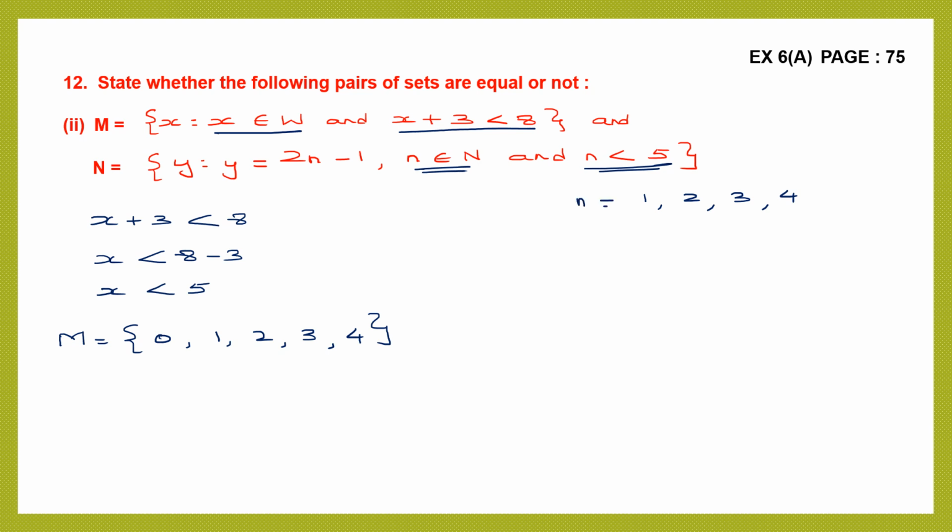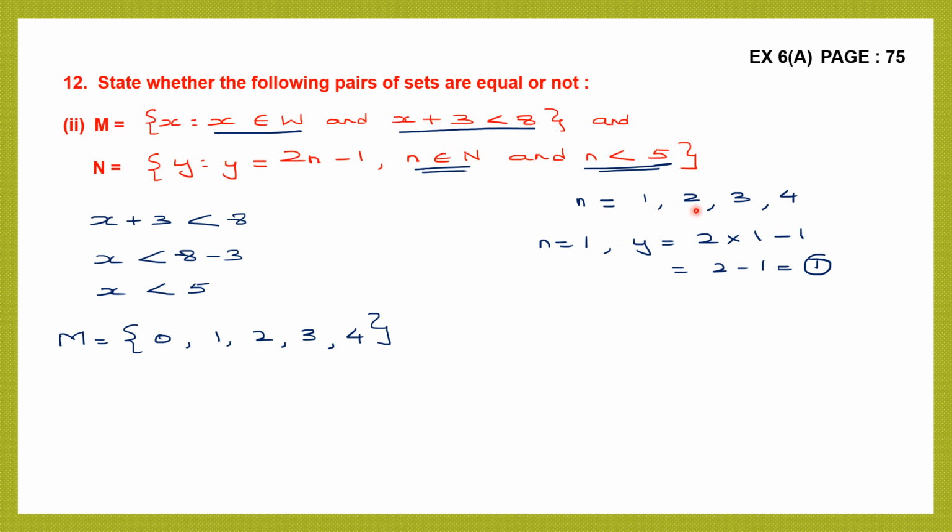So this is n. Now we have to find out the value of y. Y is equal to 2n minus 1. So when n is equal to 1, y will be, now remember 2n minus 1 means 2 into n. 2 into 1 minus 1, which is 2 ones are 2 minus 1, that is 1. So the first element is 1.